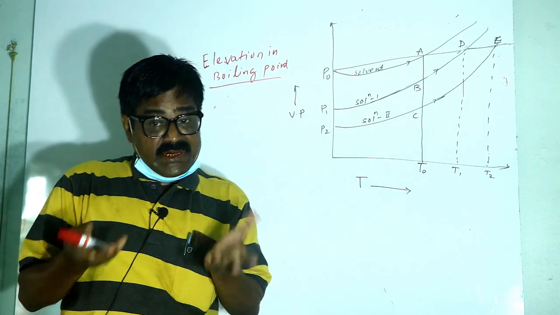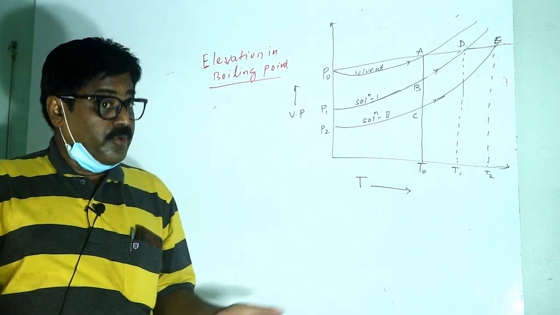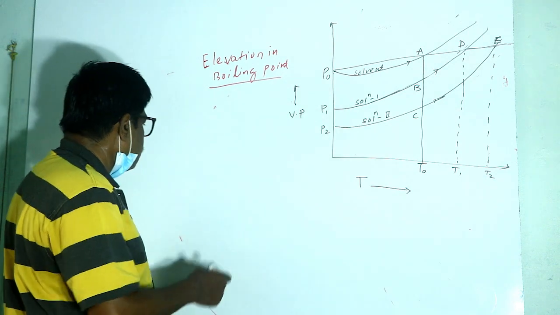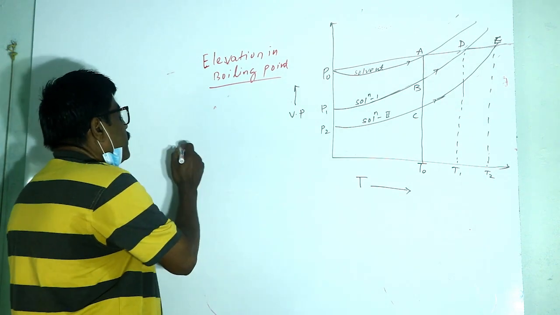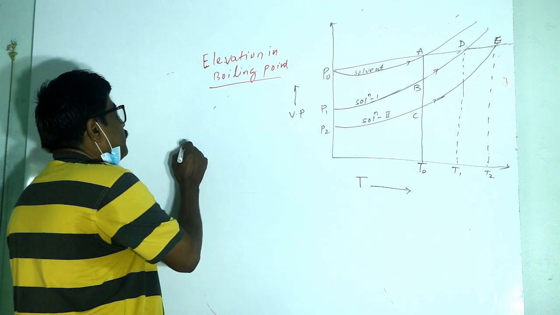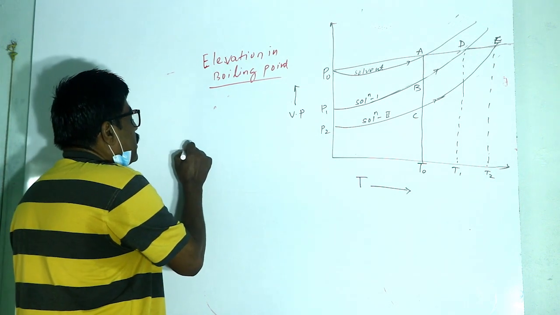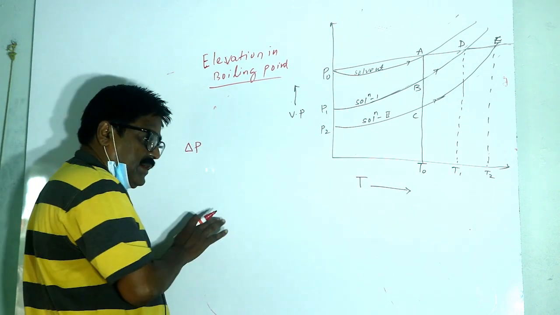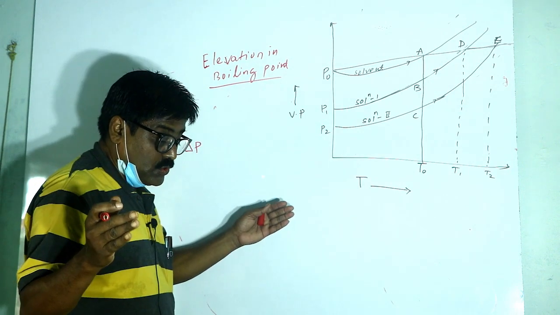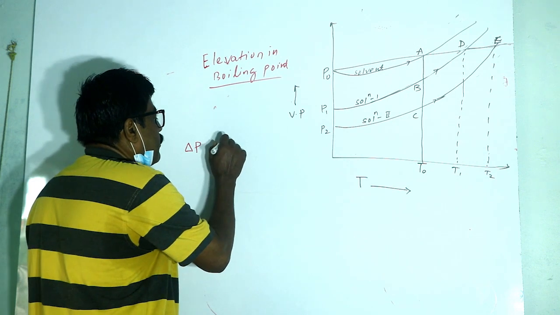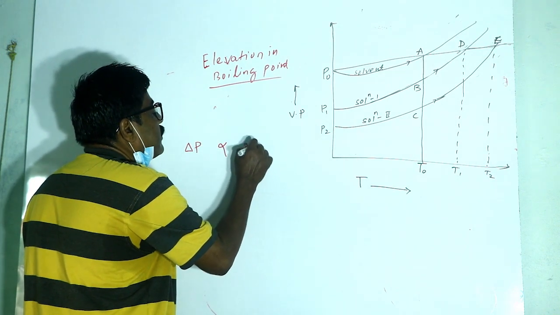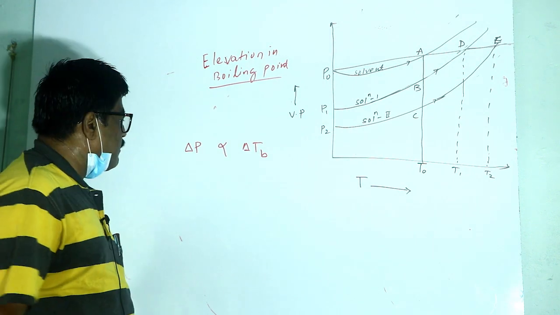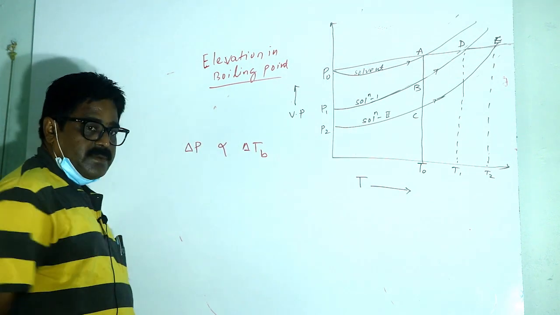And we are considering that the elevation in boiling point is a colligative property; we have to prove it. Again, here we know that if the lowering in vapor pressure is high, if there is a much larger lowering in vapor pressure, then there will be a much higher boiling temperature. So they are directly proportional.